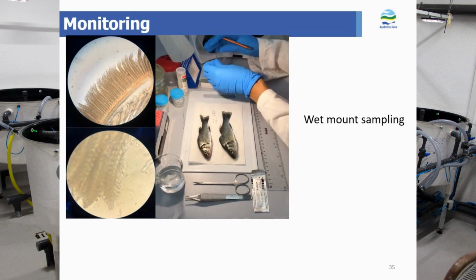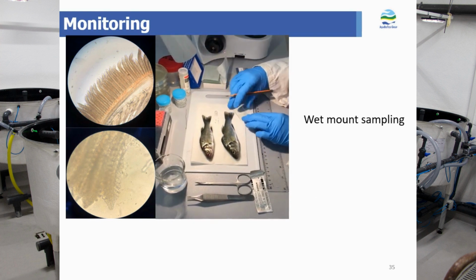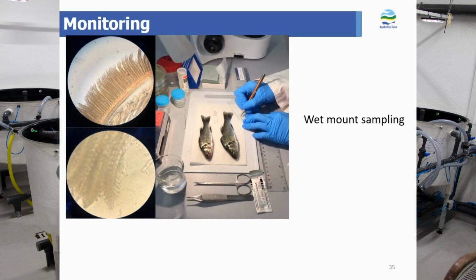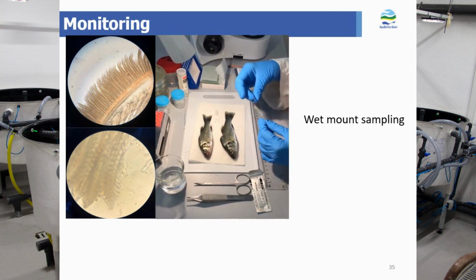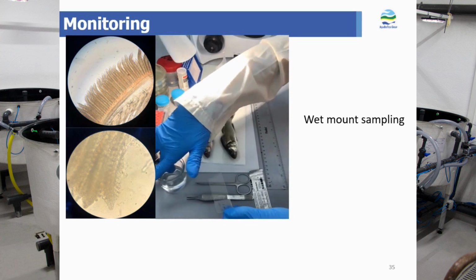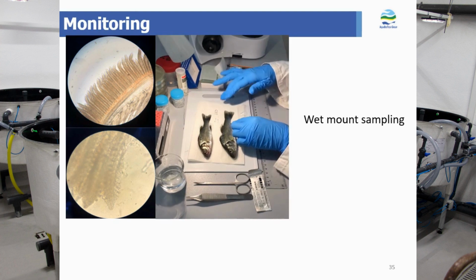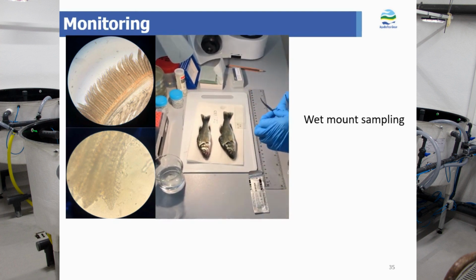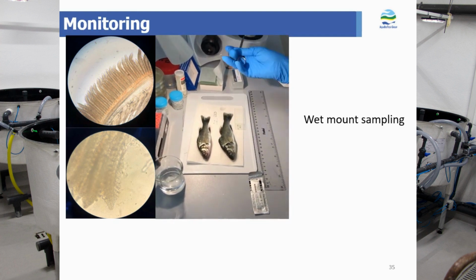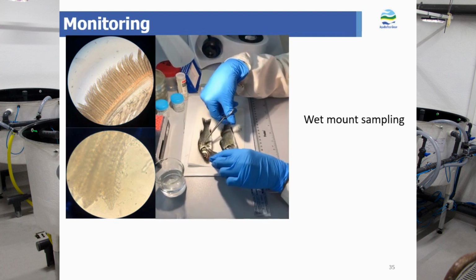Wet mount sampling. So in here we have the two fish that I showed at the beginning, opening them. What we do, we get a slide and we identify them. For any necropsy we give a case number, which is 22-150 in this case. We put a drop of water from the same RAS system that the fish came from on the slide, and now we proceed to cut a little piece of gill.